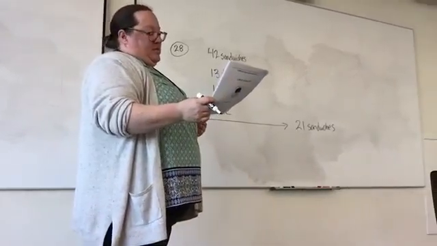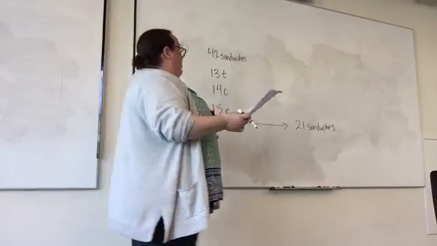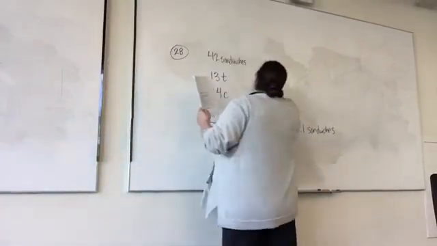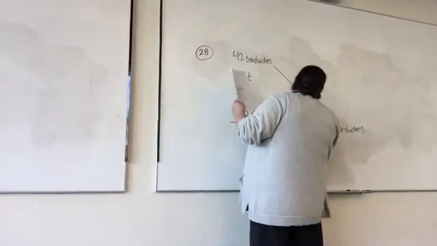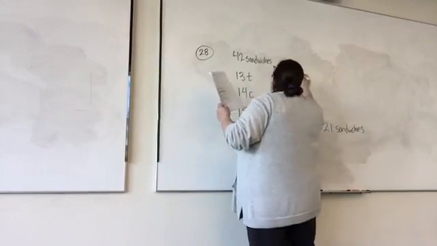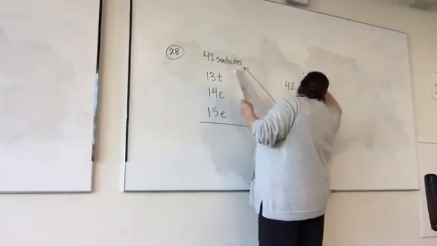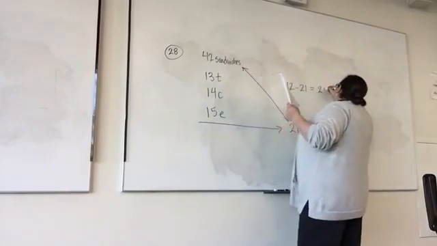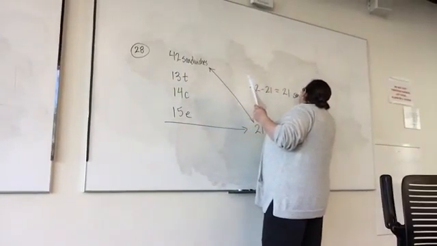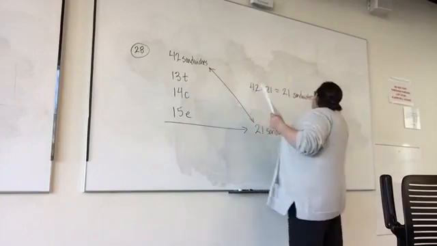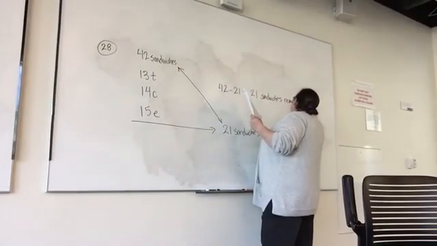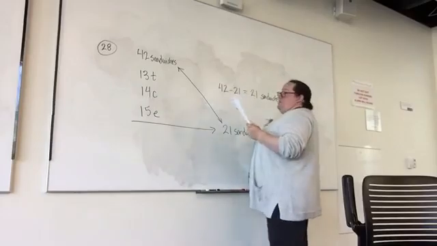The number of sandwiches remaining in the refrigerator after the lunch period. Well, this one I can answer, right? Because I have these two pieces of information. So 42 minus 21 would tell me that I have 21 sandwiches remaining. So that I can answer.